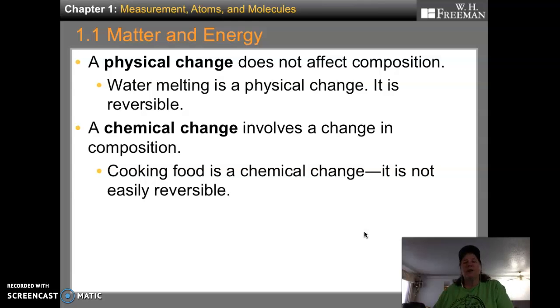Or another one is something called a precipitate. And a precipitate is like if you have 2 clear liquids and you pour them together and now they're cloudy, that means you created a solid substance that was insoluble. You made a new substance, okay?